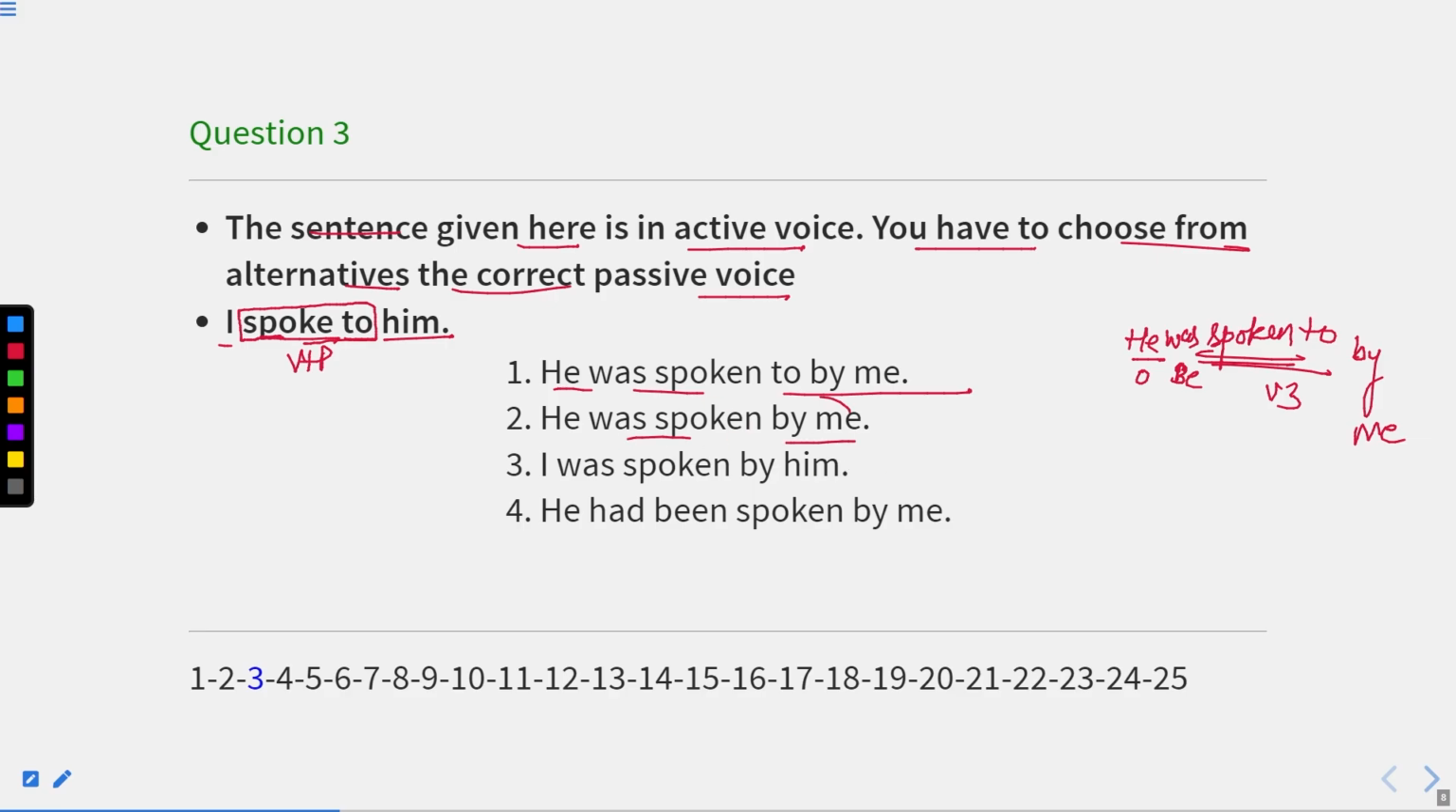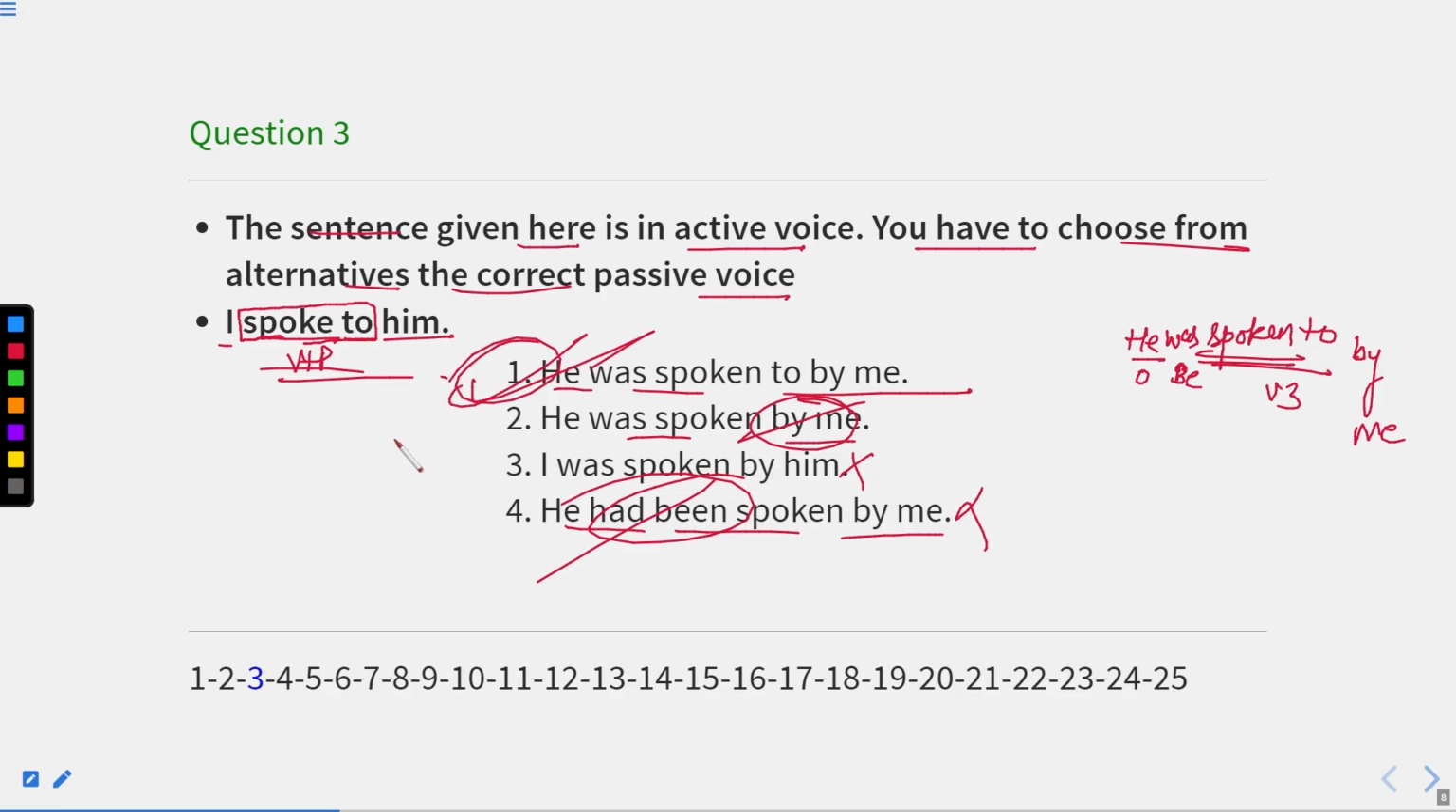He was spoken by me? No, spoken to by me, because if I say he was spoken by me, it means I spoke him. Okay, so that is incorrect. I was spoken by him? No. He had been spoken by me. No, had been is not the structure here, because had been is not actually given over here. So we just need these three things, that is he was spoken to by me.